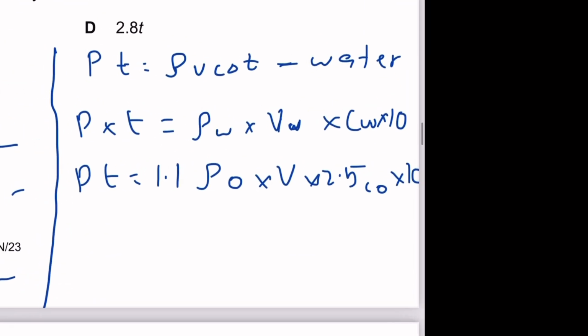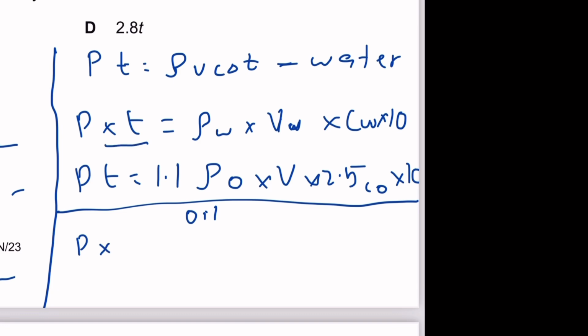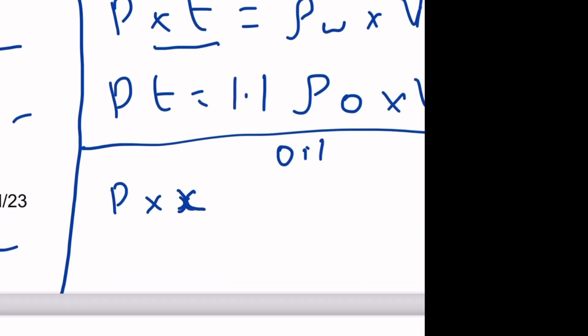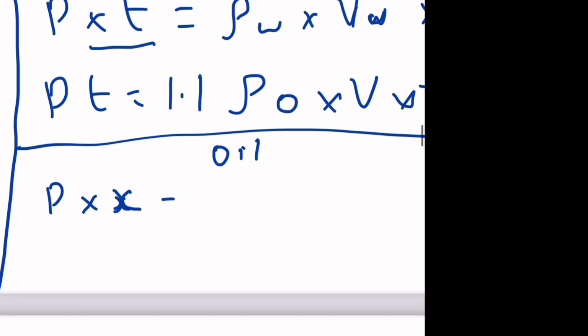And now this is the water one. This is for water. Now for oil, power into, so you usually put time, but since that is what we have defined, I'm just gonna put an X here, equal to power density of oil into volume into specific heat capacity of oil into 10.